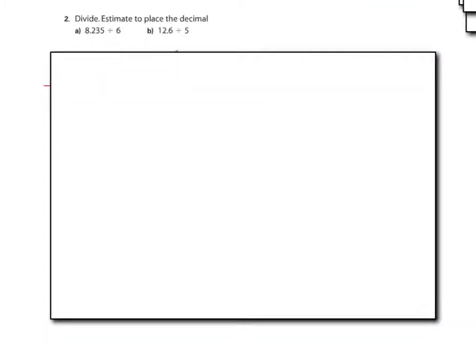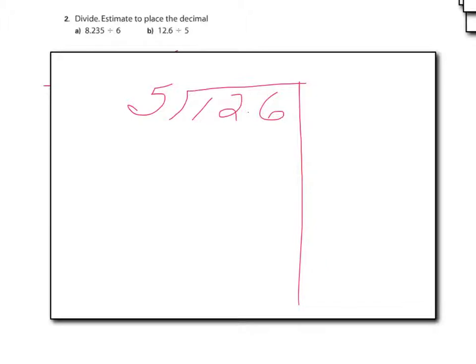All right, let's take a look at our last one. 5 into 1, 2, 6. With the decimal there, I'm going to ignore it. I'm going to use repeated subtraction for this one. 5 times what is close to 126, or even close to 100? Well, it can't be 5 times 100 because that's 500. I guess I'll go 5 times 10 this time.